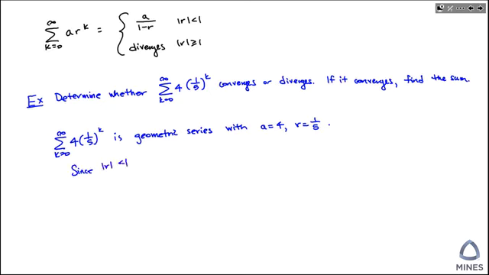Since the absolute value of r is less than 1, since 1/5 is less than 1, the series converges to a over 1 minus r, which is 4 over 4/5, which is 5. And that's the sum of the series. The limit of the sequence of partial sums is the series, and that limit is what we call the sum.